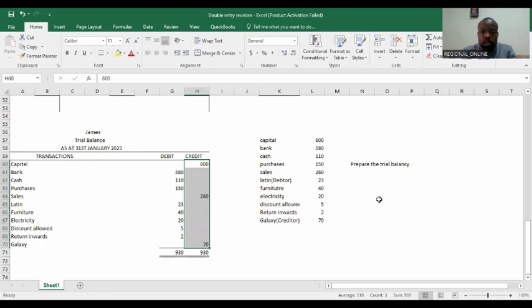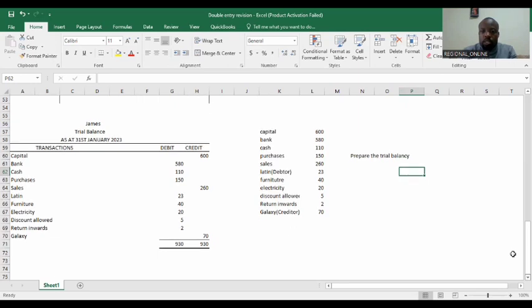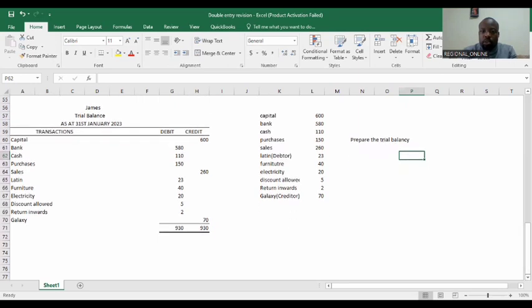So that is how the question can come. Everything has already been done, now prepare the trial balance. So that is how you can prepare the trial balance, by identifying which is an asset and an expense on the debit, and liability, incomes and capital on the credit. So that is how you can do the question for the double entry.